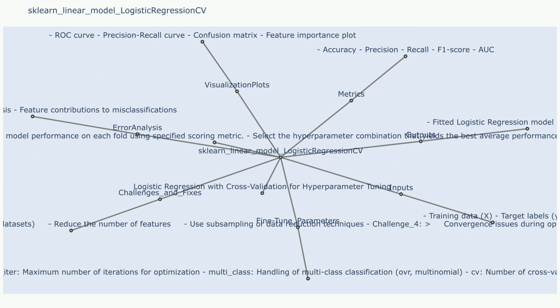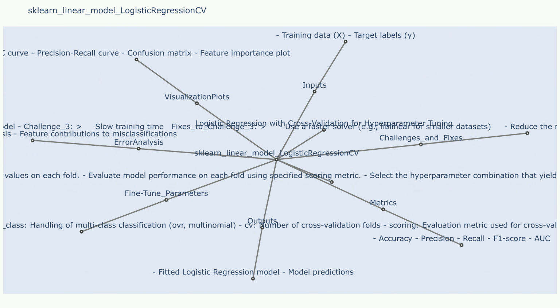Precision-recall curve. This plot shows the precision against the recall for different threshold values. It helps visualize the trade-off between precision and recall, particularly in situations with imbalanced data.